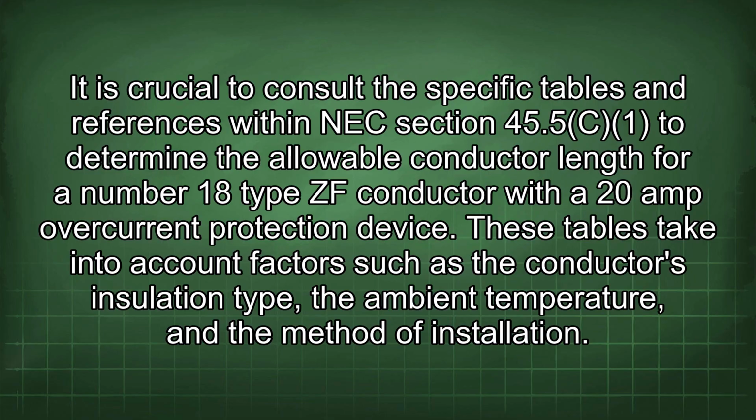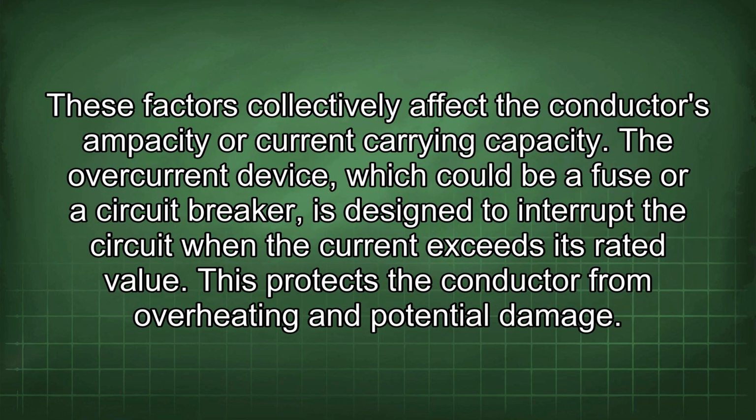These tables take into account factors such as the conductor's insulation type, the ambient temperature, and the method of installation. These factors collectively affect the conductor's ampacity or current carrying capacity. The overcurrent device, which could be a fuse or a circuit breaker, is designed to interrupt the circuit when the current exceeds its rated value. This protects the conductor from overheating and potential damage.